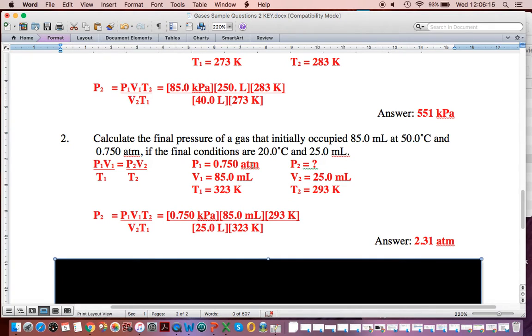And seeing as this was in atmospheres already, I'm just going to let my answer come out in atmospheres. No reason to do a shift, just the way I had kilopascals here. By doing all these things with units, I can see that I had milliliters there. And by the way, that should have said milliliters there. That's a little typo there. Fix that up. And you'll get the 2.31 atmospheres.